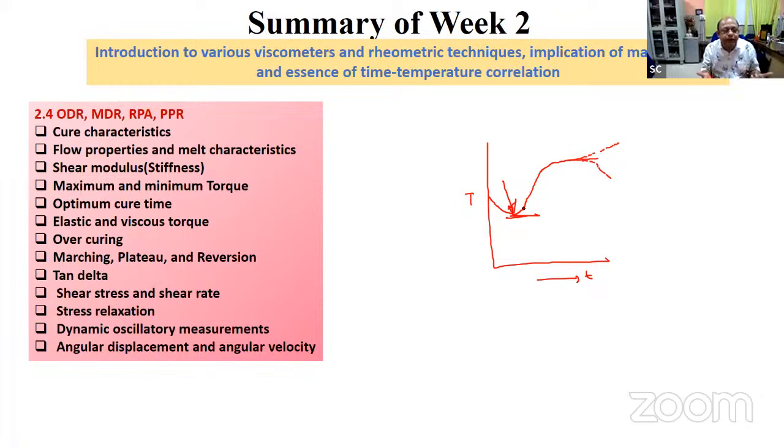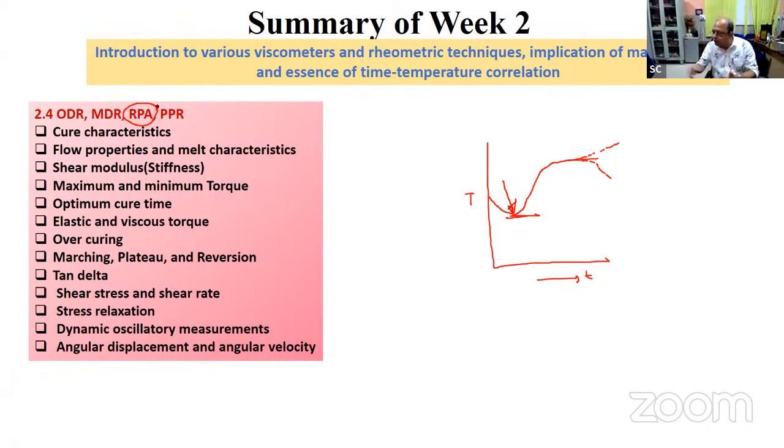Then elastic and viscous torque, overcuring. Elastic and viscous torque come from the MDR, moving die rheometer. Then marching, plateau, reversion, tan delta concept comes from MDR. And then there is the rubber process analyzer. This is a rheometer, I'll say. Crude rheometer, not a very precise one as compared to what you see in a parallel plate rheometer, but at the same time, you can measure green rubber, which is not cured, which is going to be cured, and after cure. Both three states of a rubbery material, you assess its flow characteristics as well.